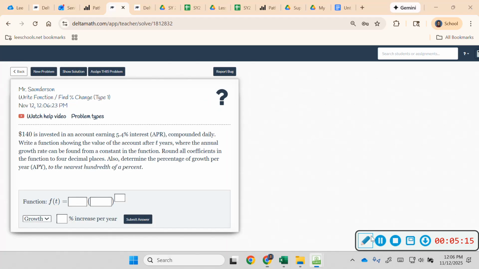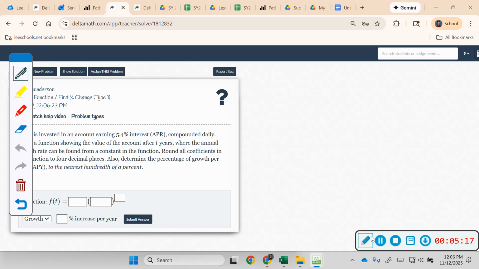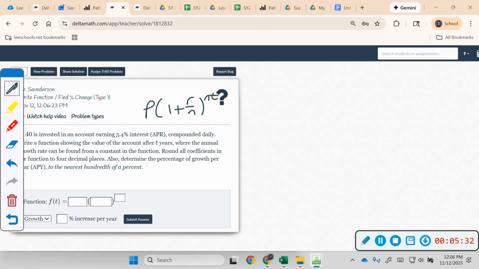Okay, so let's try another one. This one we're compounding daily. Whenever you use daily, guys, you're going to use that formula we have: P parentheses 1 plus r over n to the exponent nt, where the P represents the principal, and that principal amount would be 140.